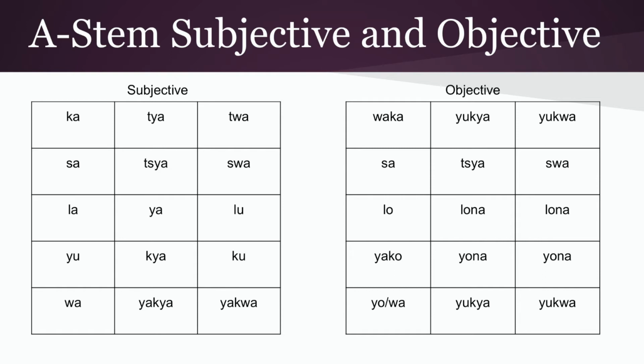Third column for the subjective, we have dwa, swa, lu, gu, yagwa. There's three pronouns that have something in common: dwa, swa, and yagwa. If you look at the last two letters of those three pronouns, you see wa. That is our third column common ending. So it's not in lu or gu.